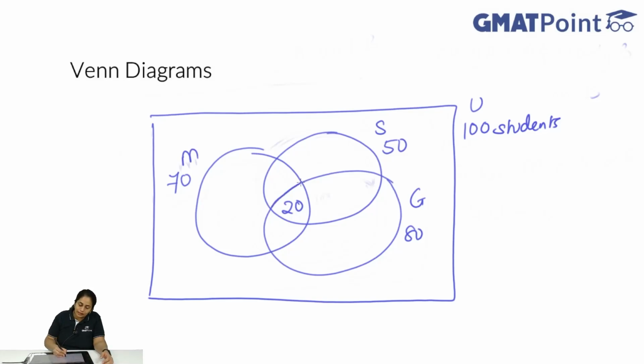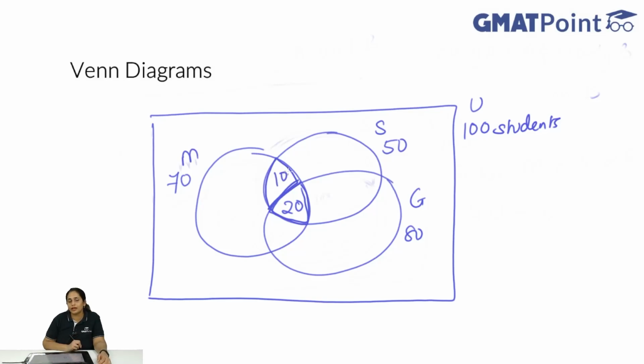So when I say 20 study all three topics, I should put it in the area which is the overlap of all three sets, which is the overlap of all three circles, which is this part over here. So that is why I put 20 there. Now suppose I am told that 10 study maths and science but not geography. So where should I put it? This part is the overlap of maths and science but not geography. So I should put 10 over here.